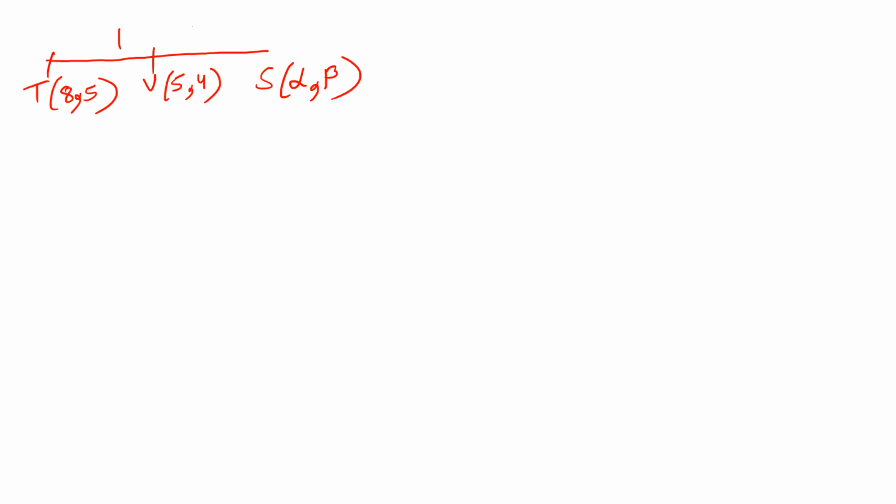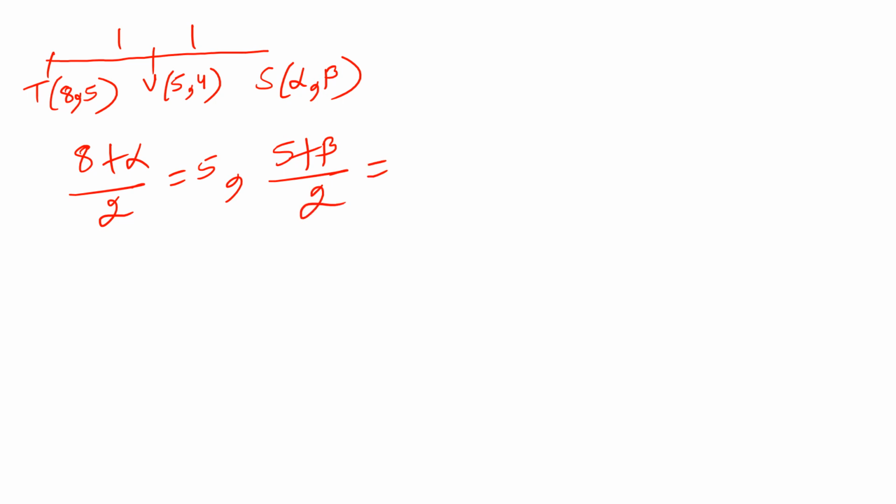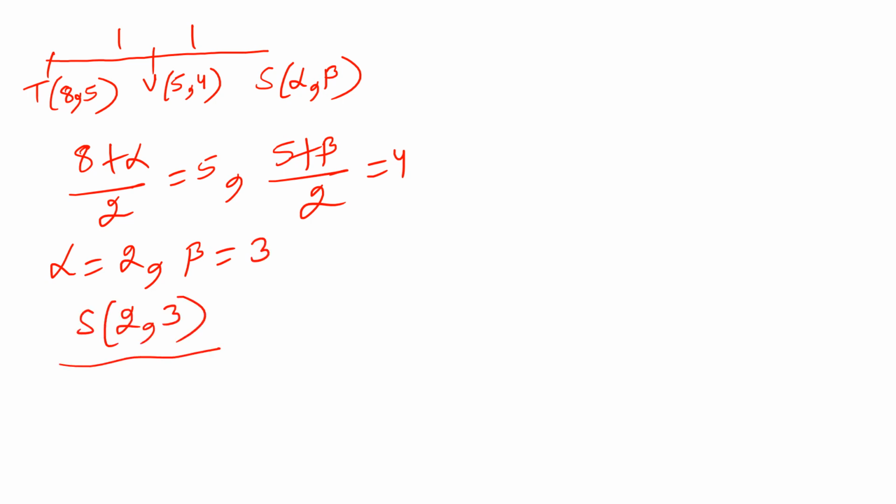Now V is dividing ST in the ratio 1:1 internally. That means it is situated at the midpoint of ST. So just use the midpoint formula straight away. You'll be getting 8 plus alpha divided by 2 equal to 5, 5 plus beta divided by 2 equal to 4. So you'll have alpha as 10 minus 8, which is 2, and beta as 8 minus 5, which is 3. So that means the coordinates of the focus become 2, 3.